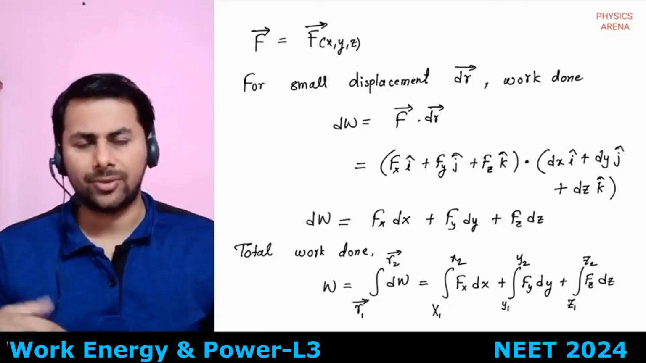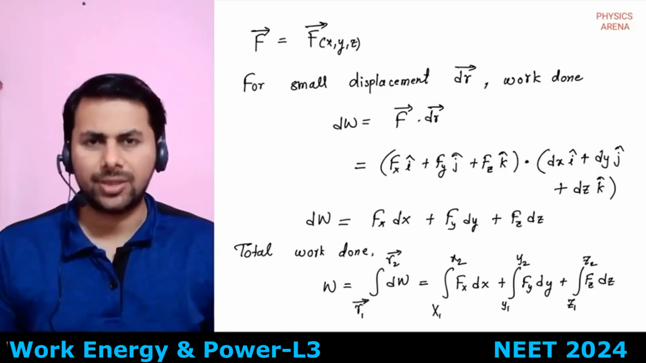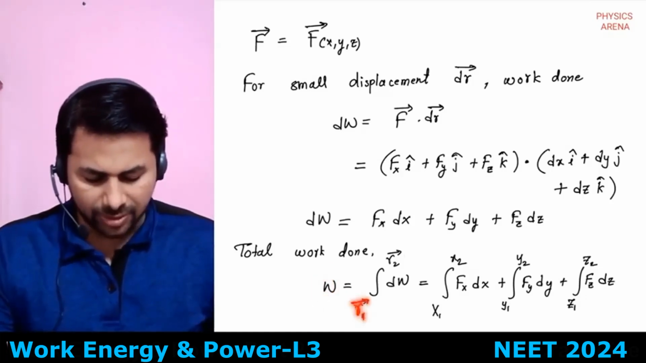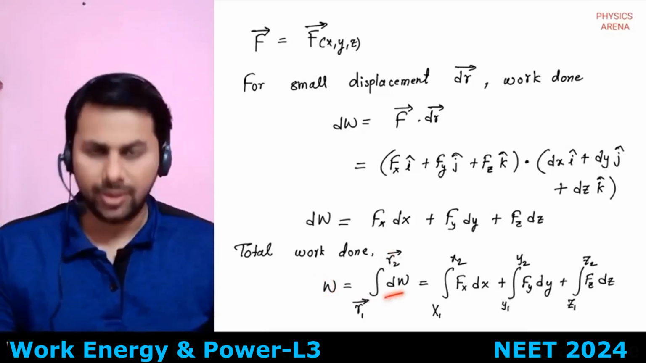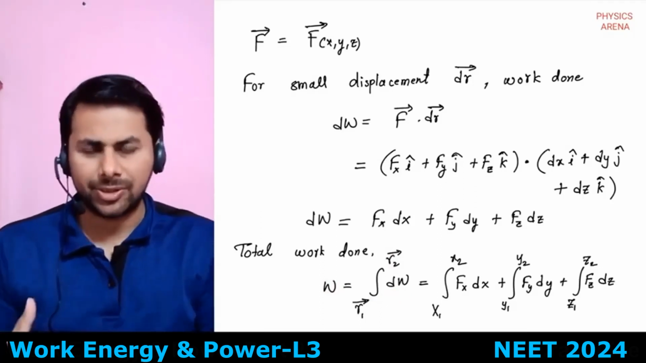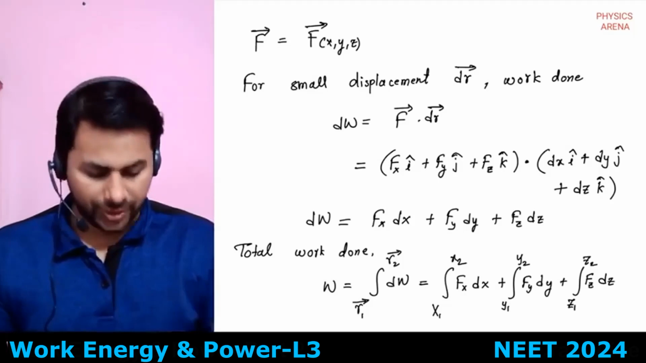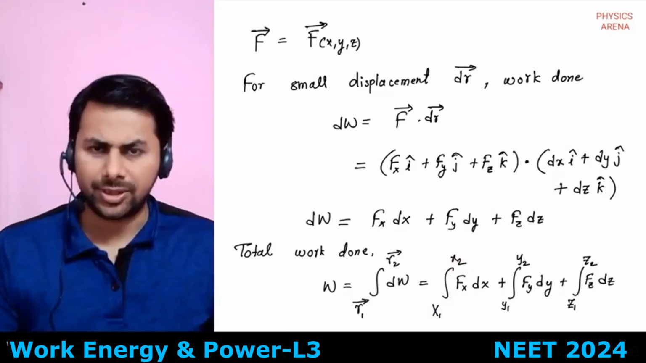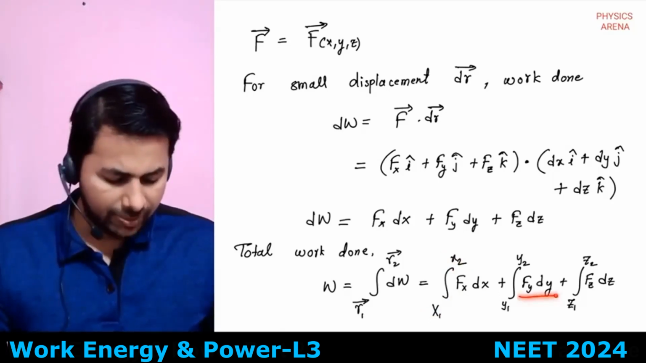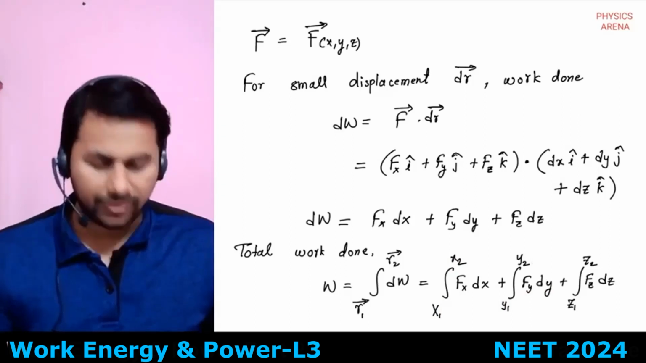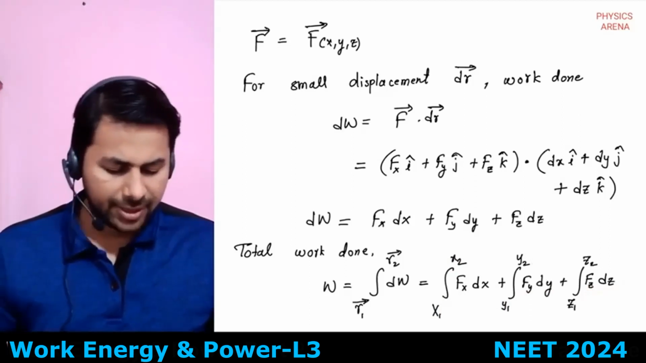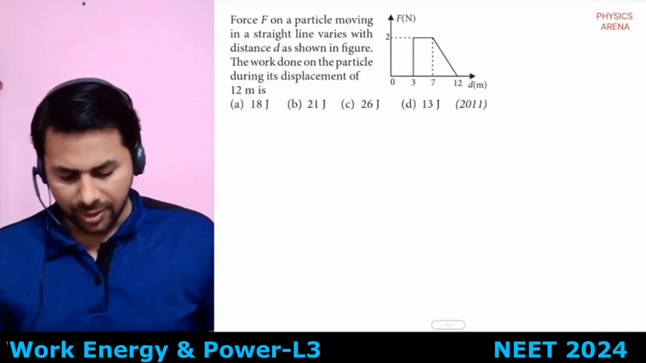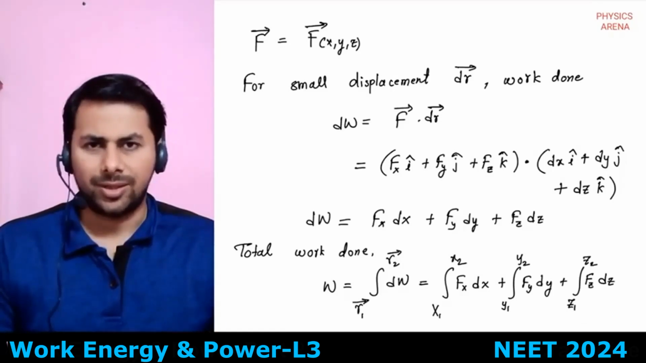And if you want to find the total work done from some initial position to final position, the total work done will be the integral from r1 bar to r2 bar of dW, and here you will have some x position, y position and z position. So it is the integral of Fx dx from the initial x position to the final x position, x1 to x2, the integral of Fy dy from the initial y position to the final y position, and the integral of Fz dz from the initial z position to the final z position. Okay, so this is how we'll find the work done.